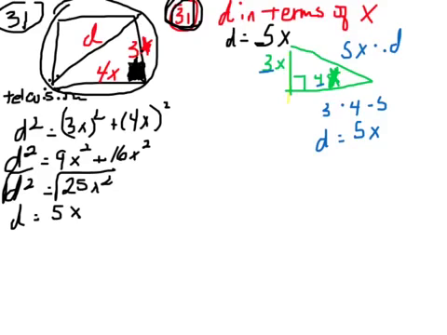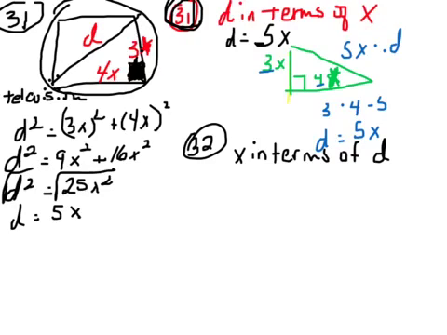Okay. Now what number 32 said was to write x in terms of d. That means take that equation that you just got and solve it for x. When you see x in terms of something, that means solve for x. In number 31, it said d in terms of x. It means I wanted d by itself, and then the x is on the other side.